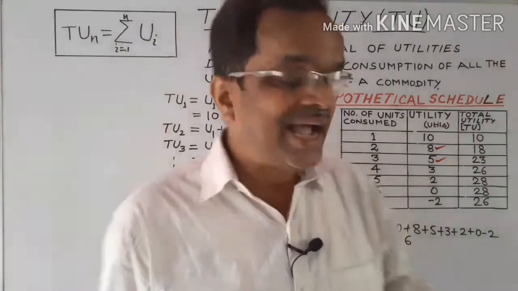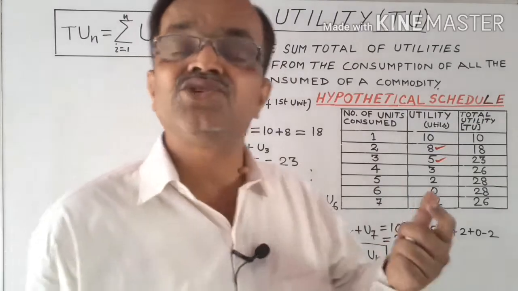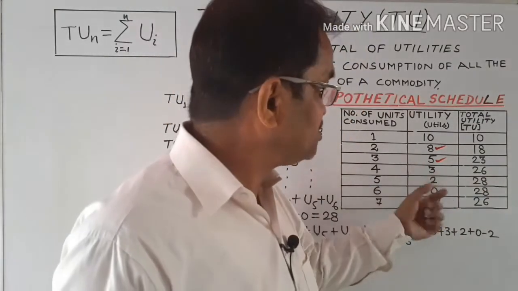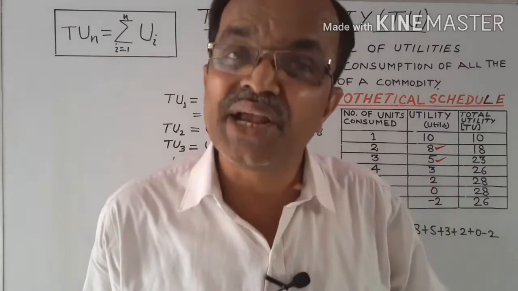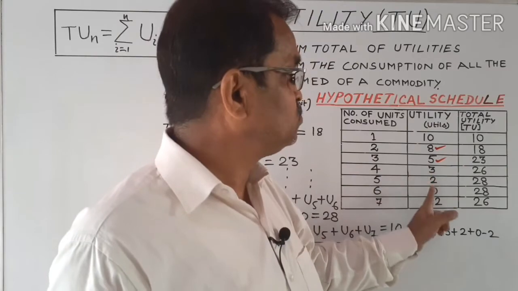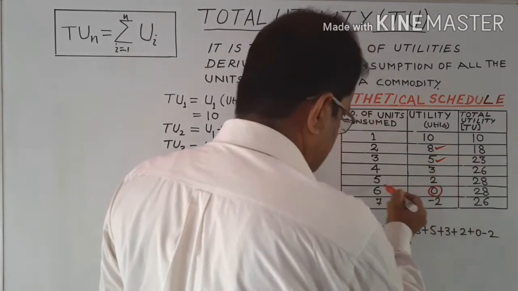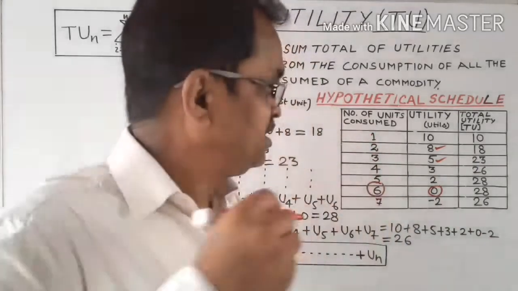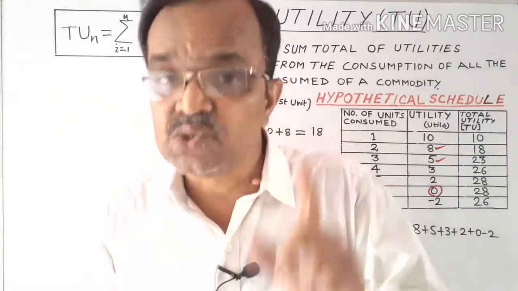In this manner, as the consumer goes on consuming the 4th, 5th, 6th and 7th unit of consumption, what is the observation? The additional satisfaction goes on decreasing, घटता जाता है. This is 5, this is 3, this is 2, this is 0. Means at this 6th unit of consumption, what is the observation? The additional satisfaction reaches 0.